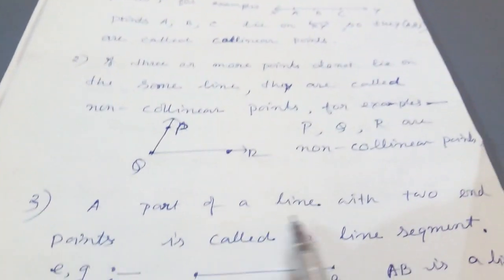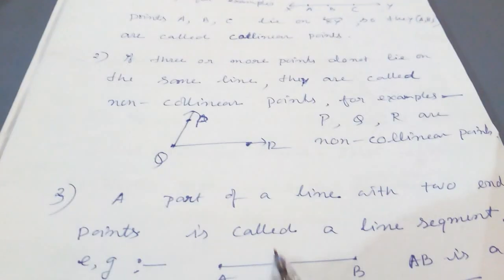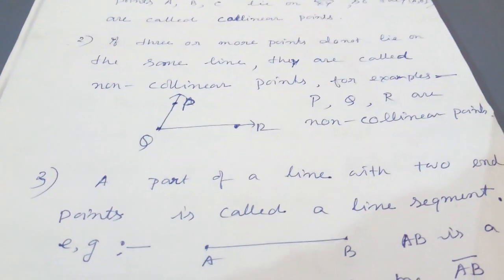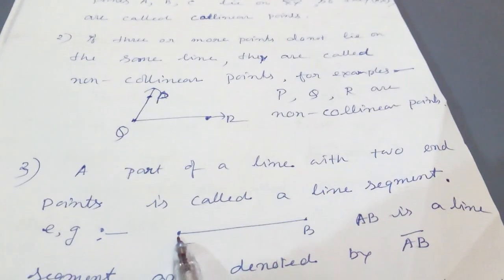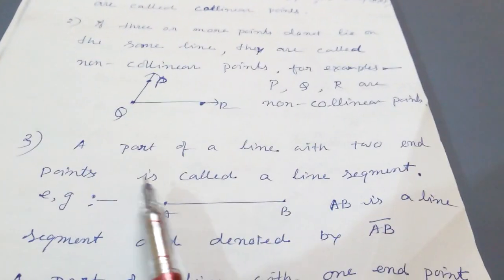Next, a part of a line with two endpoints is called a line segment. This is a part of a line AB which has two endpoints A and B. So AB is a line segment, not a line.